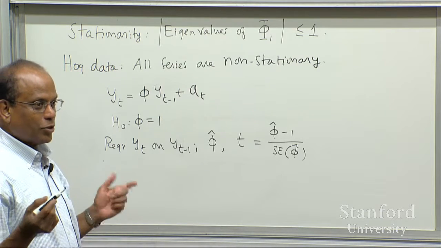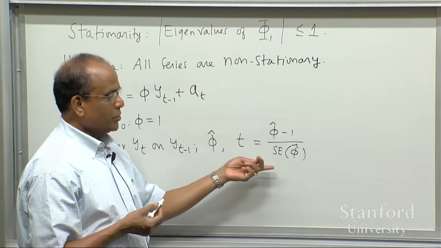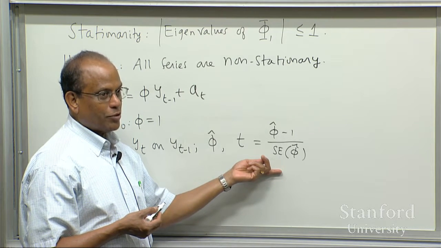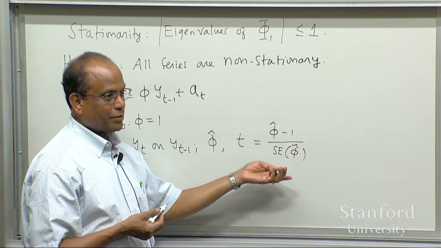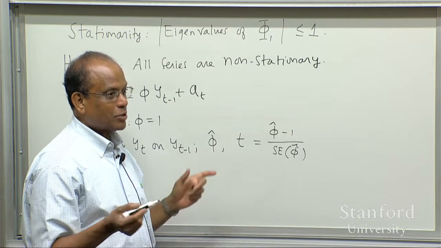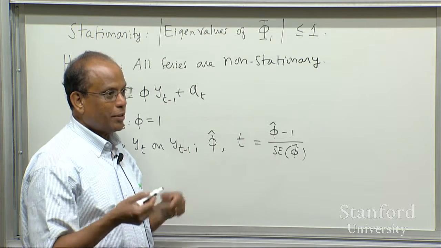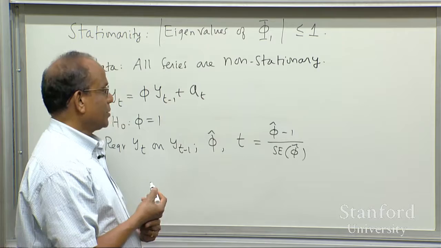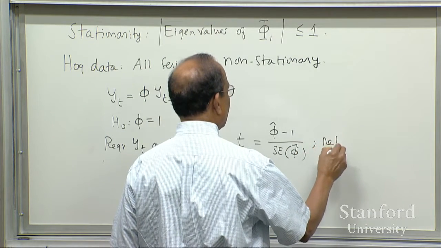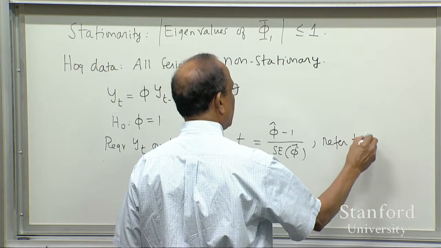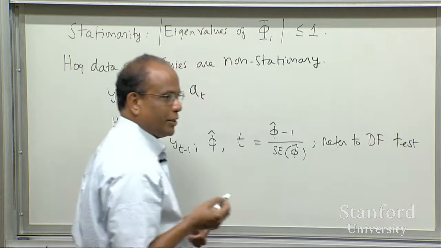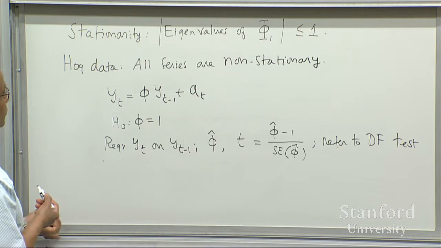Okay, and in those tables you'll see that under normal circumstances, if this number is greater than 2, we are going to say you have to reject it, right? But it's going to happen that the number is slightly larger than 2, and then you have to go through the calculations. So refer to the Dickey-Fuller test. I have given it in the notes, so you should be able to check this.